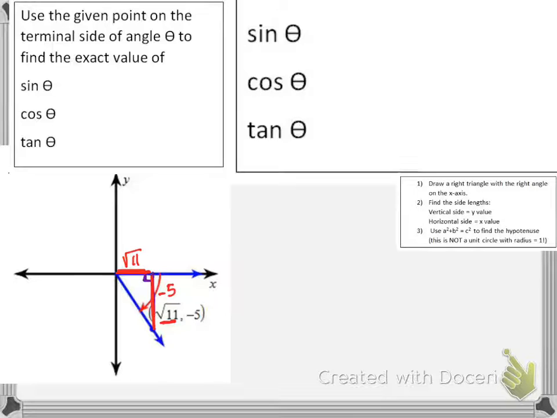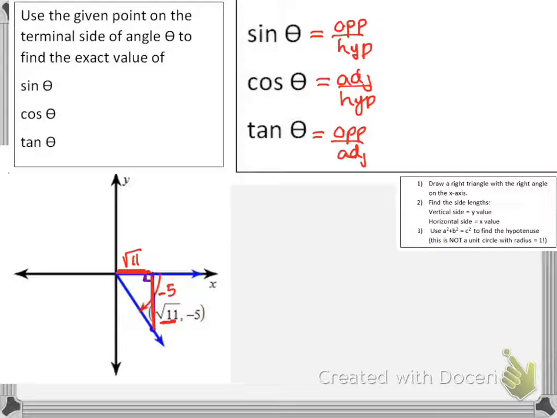And let's think about what we need for sine, cosine, tangent. I'm going to save this space for my answers. I'm going to make this my workspace. If we think SOHCAHTOA, sine is opposite over hypotenuse. Cosine is adjacent over hypotenuse. Tangent is opposite over adjacent.